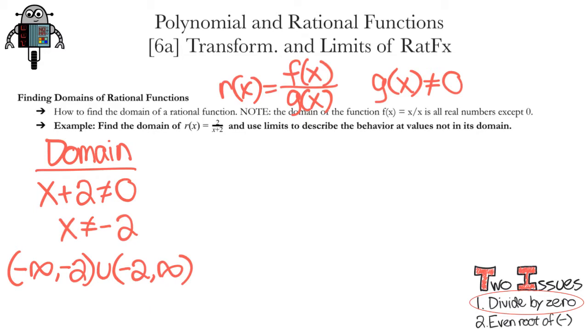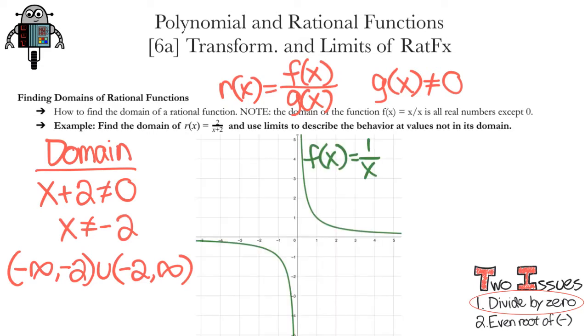Before we use limits to describe the behavior at x equals negative 2, let's get a feel for what this graph looks like. The function 1 over x is one of the 12 basic functions, and this function r of x is a transformation of that function. There are two transformations, and I hope you could see them. There's a horizontal translation to the left 2 units, and a vertical stretch by a factor of 2.